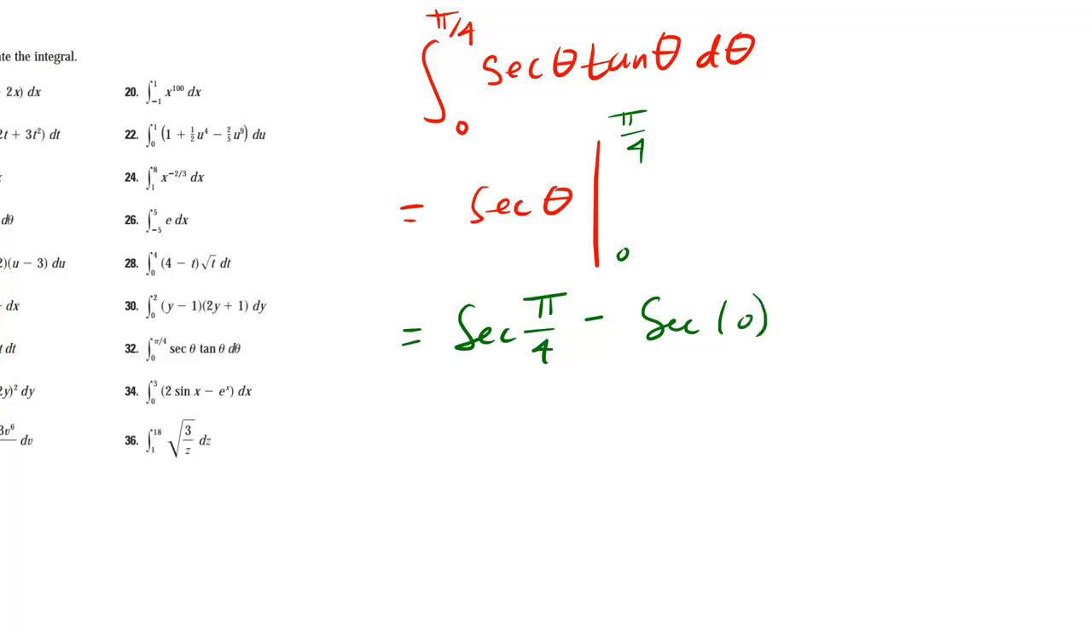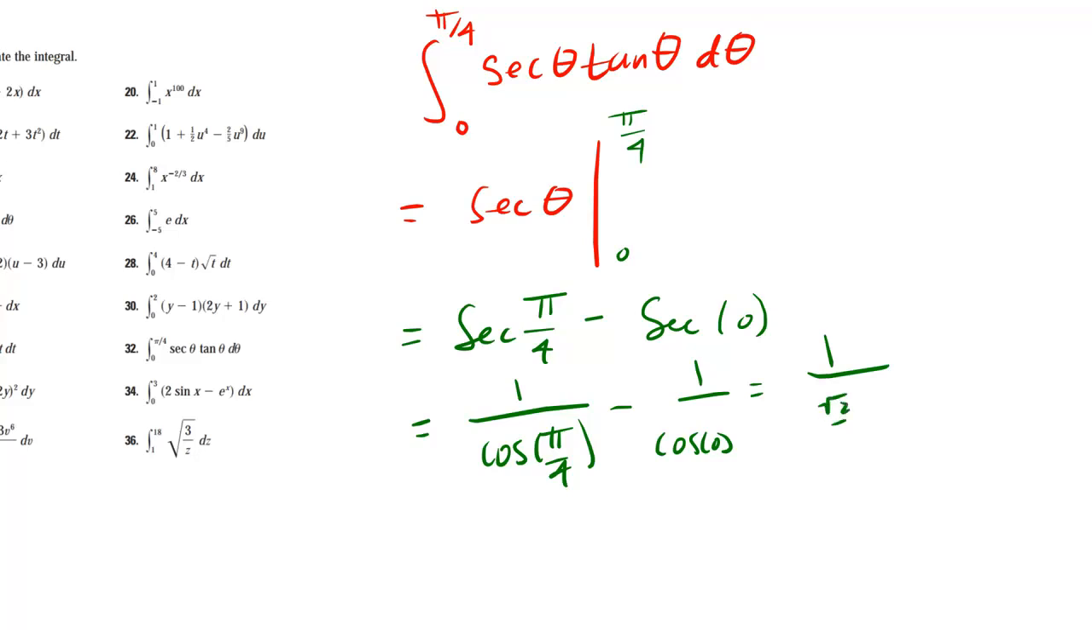Now, it could be helpful to remember that the secant is 1 over cosine. So if you did 1 over cosine of pi fourths, then it could be easier to think about your unit circle. So it'd be 1 over root 2 over 2 minus 1 over 1, which is 2 over root 2 minus 1. Maybe I'll just leave it like that.